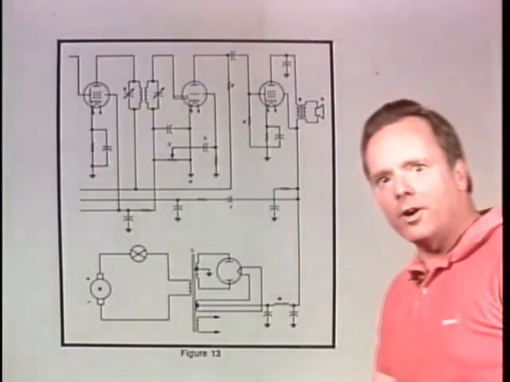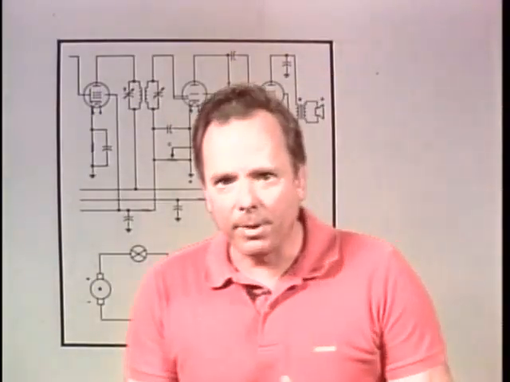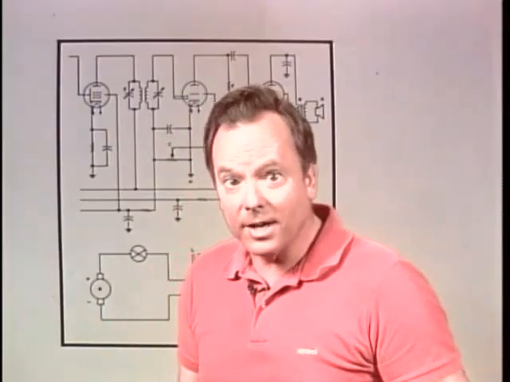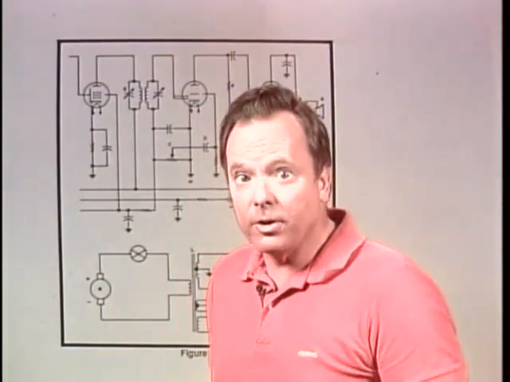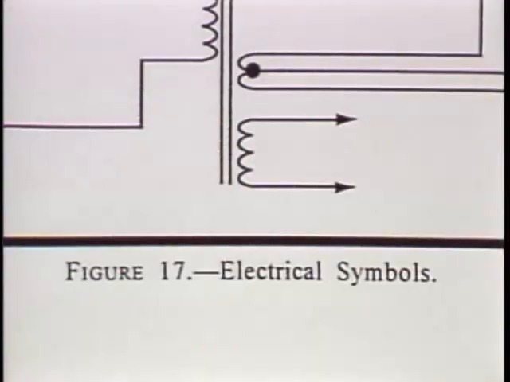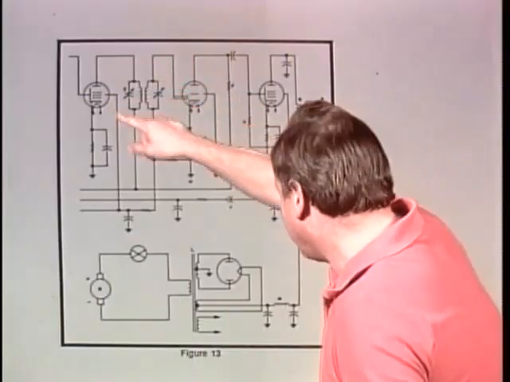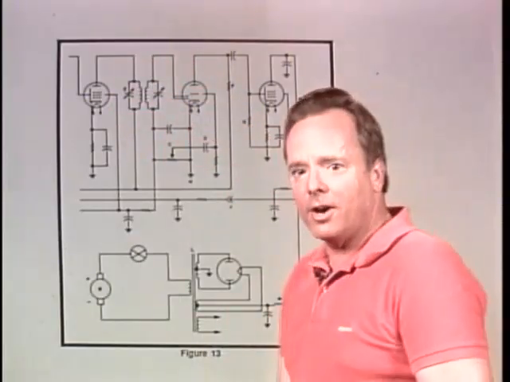Now, just as there are variable resistors, there are variable capacitors, and the FAA is going to ask you on the test, what is the symbol for a variable capacitor? So let's take a look at figure 17 in the back of the book. And in the upper left-hand corner here, you'll see a variable capacitor.